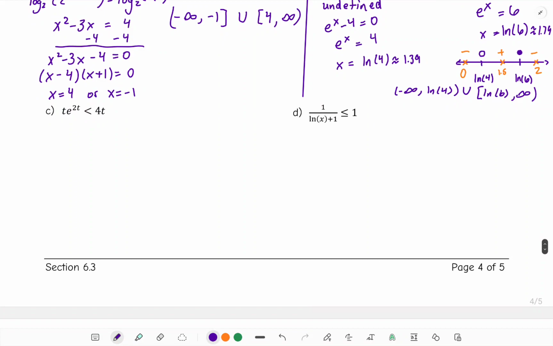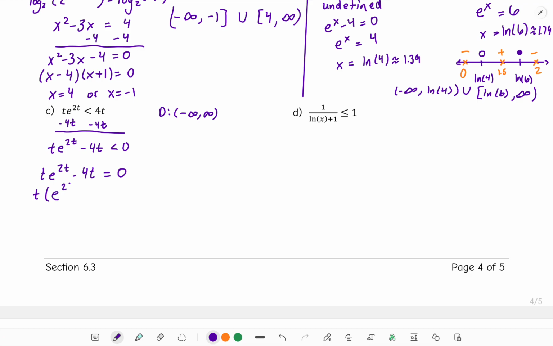Now for c, we want to get 0 on one side, so I'm going to subtract 4t, subtract 4t. So then we get t e to the 2t minus 4t less than 0. So again, you find out where it's undefined. Well, the domain, again, for an exponential is negative infinity to infinity, so there's no undefined parts. And then you solve for when it's equal to 0. Well, we can factor it by factoring a t out.